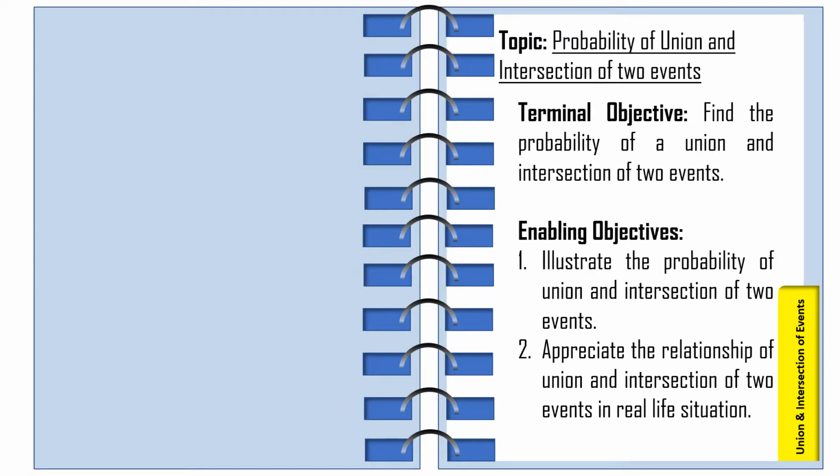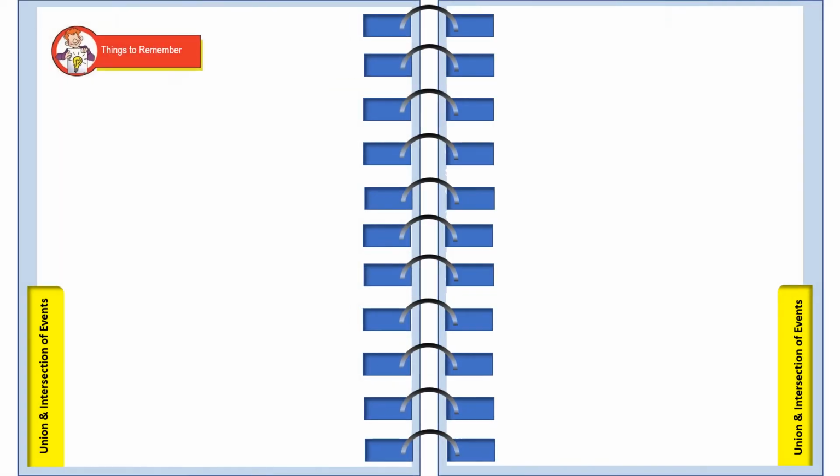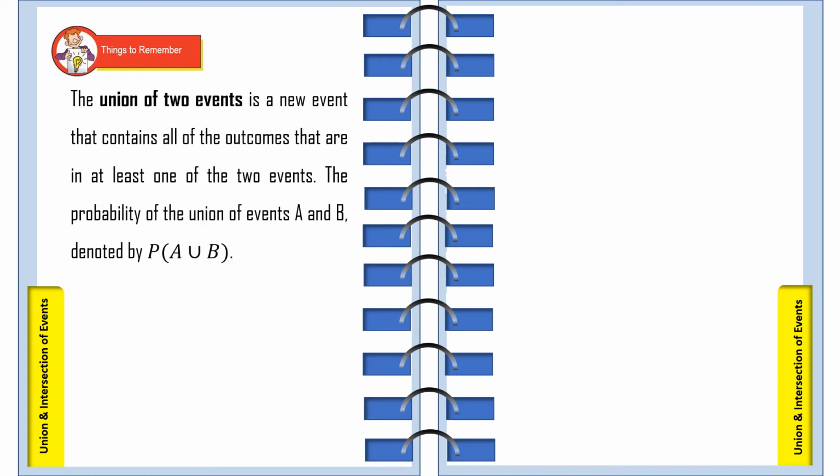Okay, so first, things to remember. Let's have first the mathematical concept. First is the union of the events. It is a new event that contains all of the outcomes that are in at least one of the two events. The probability of the union of events A and B is denoted by P of A union B. Okay, so ito yung magiging symbol natin. Guide nyo lang to pattern natin.